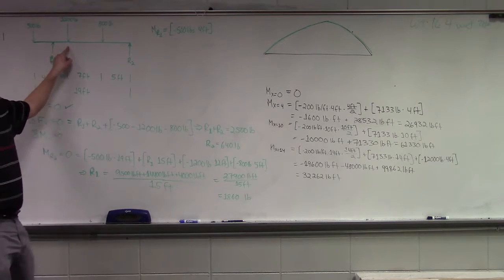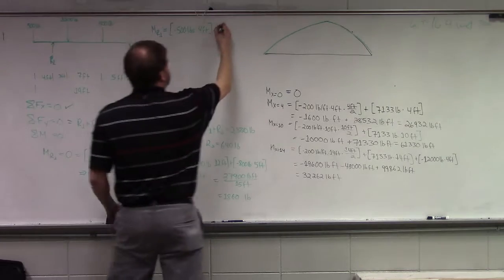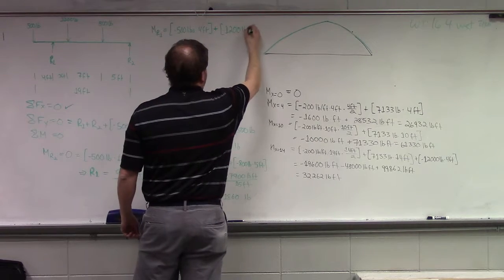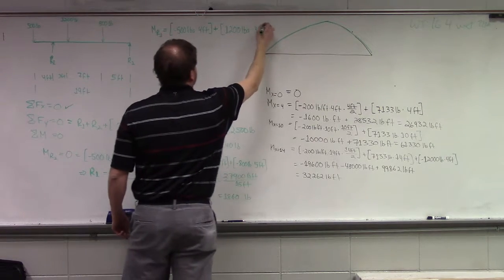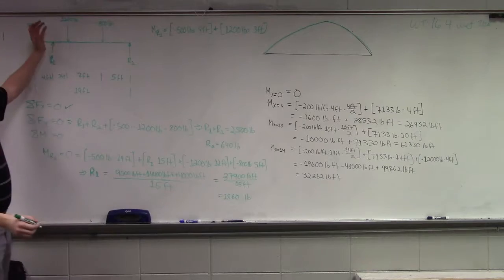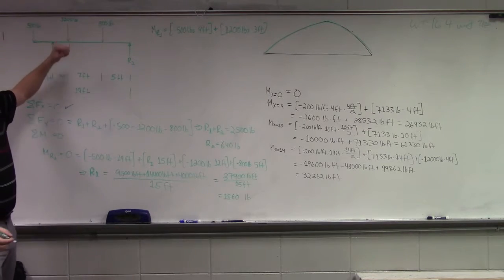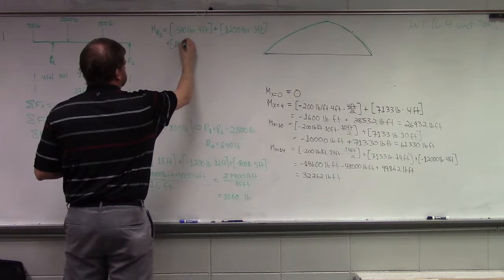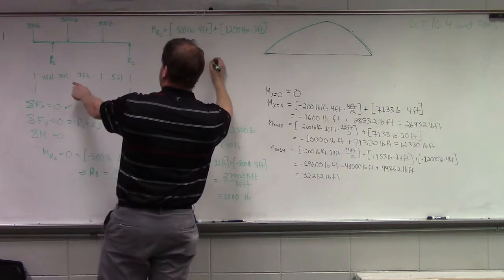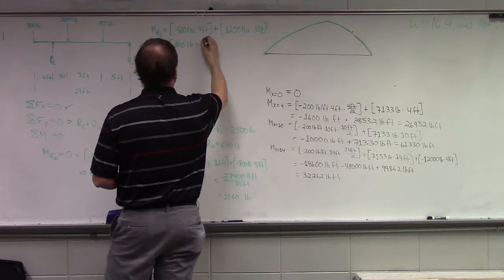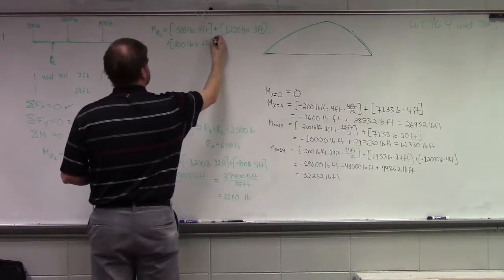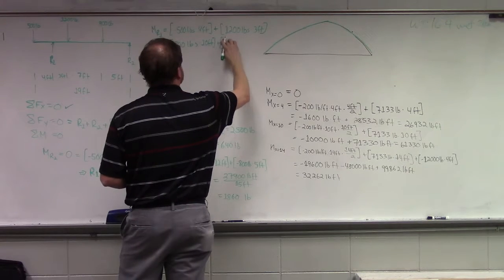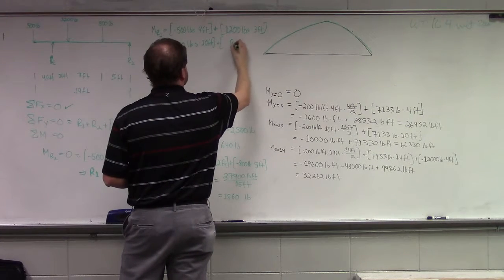What about 1,200 pounds? That would be just at 3 feet. Is it negative or positive? It's positive this time, right? Because now we've come to the other side, and now it's trying to curl this way around. And then 800 at, what is it, 10? Yep, 800 pounds times 10 feet. And R2 times 15.